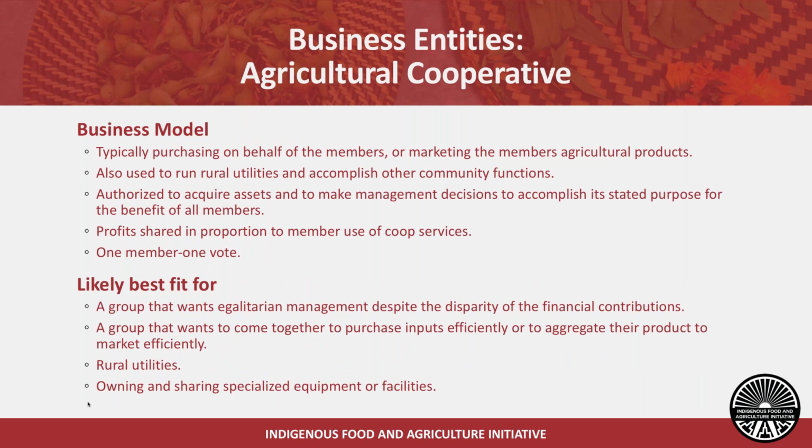Again, the business model: you're typically purchasing on behalf of members or marketing the members' agricultural products. We see this a lot of times in rural utilities and other community functions that are trying to be accomplished. These entities are authorized to acquire assets and to make management decisions to accomplish their stated purpose for the benefit of members. Profits are shared in proportion to the member use of the co-op services. And again, we see that one member, one vote philosophy.